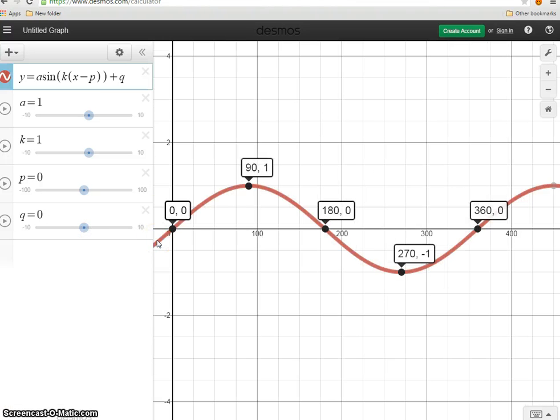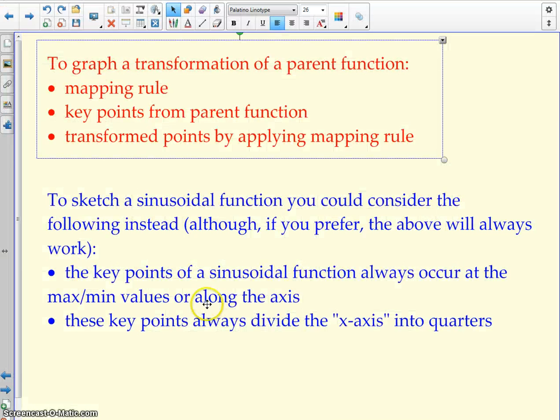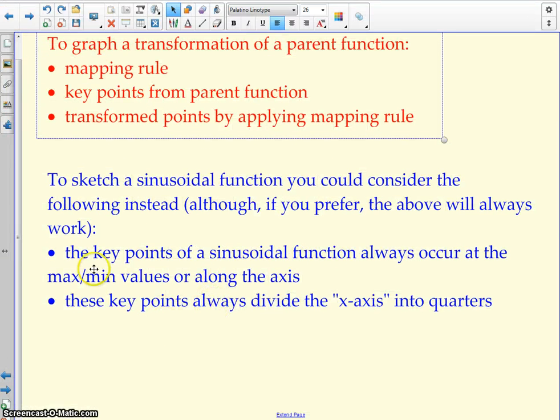Okay, so your first thought might be, well, that's exactly what we did before. We took the key points, found the image points, but we can actually figure out where all these key points are going to go using values such as the axis, the amplitude, the range, and the period. So if we can find all that from the equation, we don't need to create a mapping rule. We can just find where those points go and create our sketch.